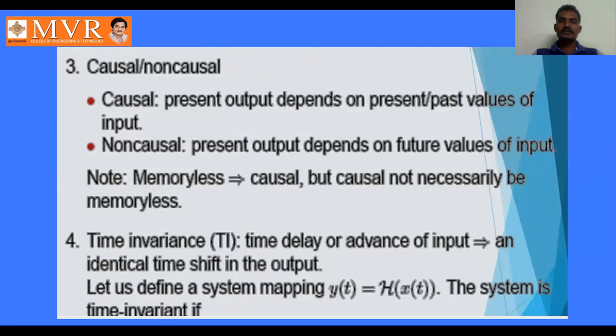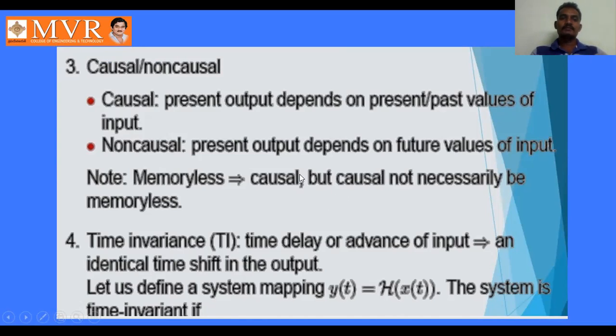Coming to the causal and non-causal property. What is meant by causal and what is meant by non-causal? Causal means the present output depends on present or past values of input. Similarly, a non-causal system means the present output depends on future values of input. We have to note these points. Memoryless is nothing but causal, but causal is not necessarily memoryless. So memoryless will become causal, but causal may not become memoryless.